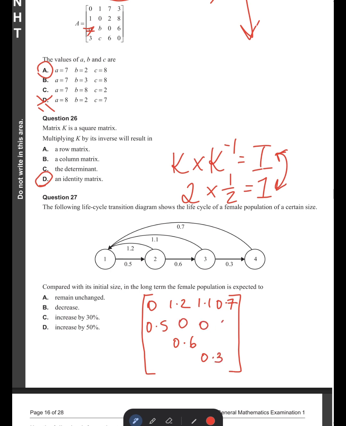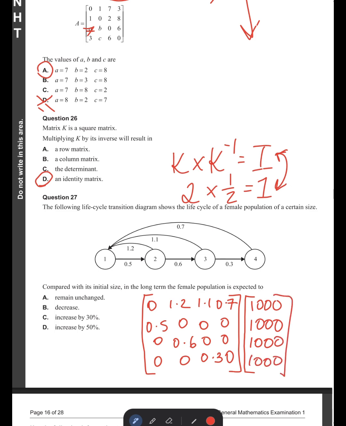Okay, zeros. And all I'm going to do is multiply it by 100 in each. Whoops, that's 1,000, but we can just do it by 1,000, no problem. Because all I'm doing is checking to see what's going to happen to my population.